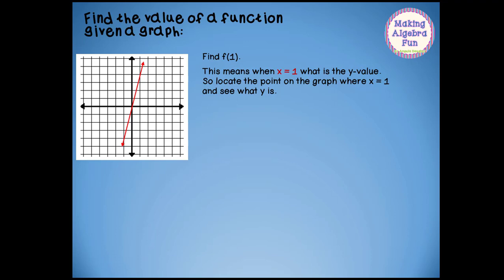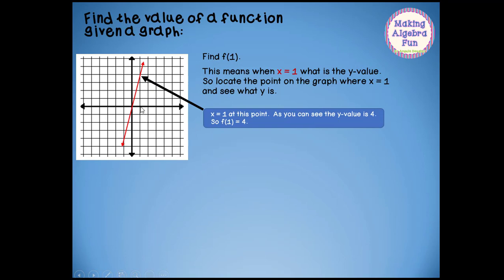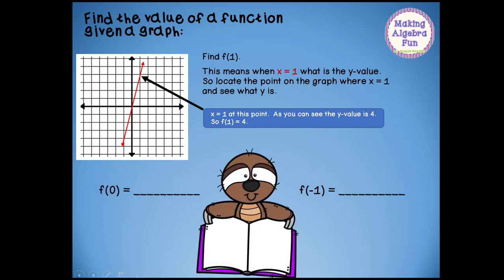So we want to locate the point on the graph where x equals 1, and we want to see what y is. So this is where x equals 1, because if you move 1 unit to the right and you look at the line at that point, it's right here. So as you can see, the value of y at this point is 4. That means it has a height of 4. So when x equals 1, y equals 4.